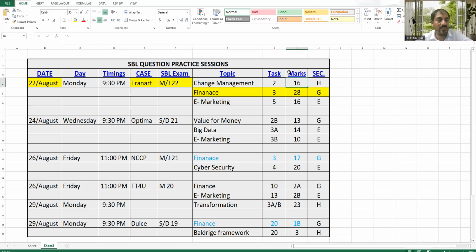Candidates, a very important thing: whatever advice we provide to you on how to handle the question, how to read the question, how to plan the question, how to write the question, you must strictly obey that advice and regularly practice based on the advice we shared with you.